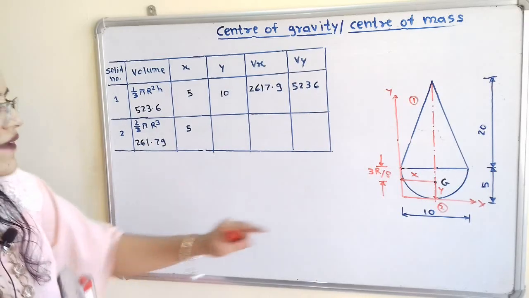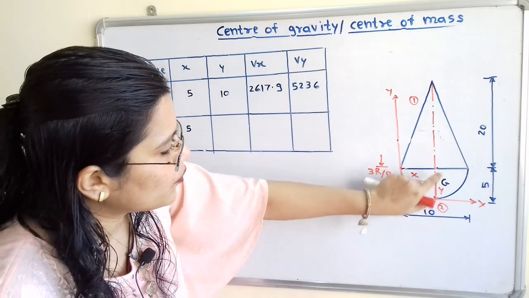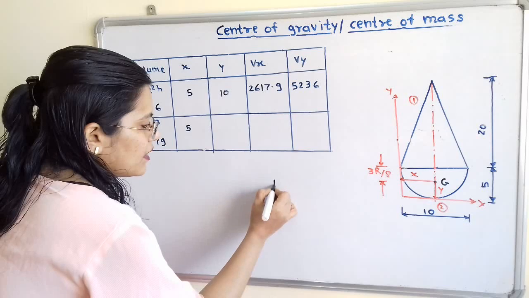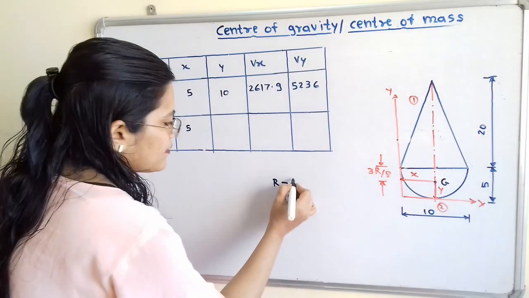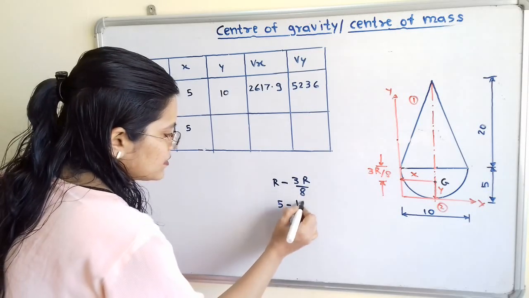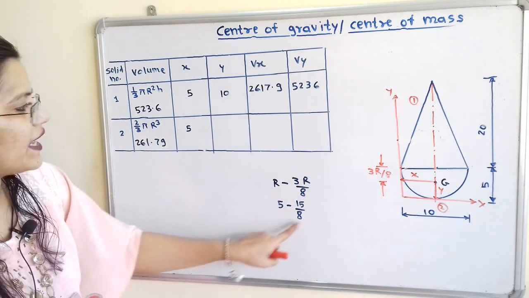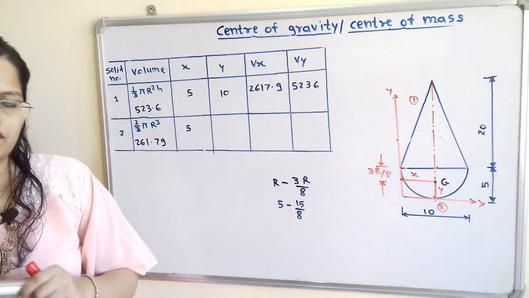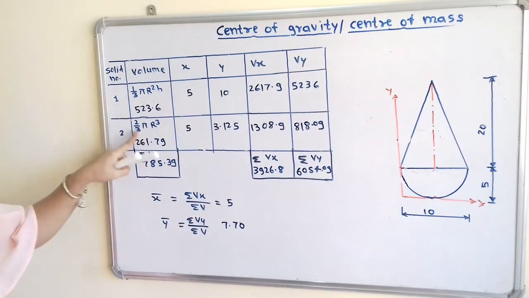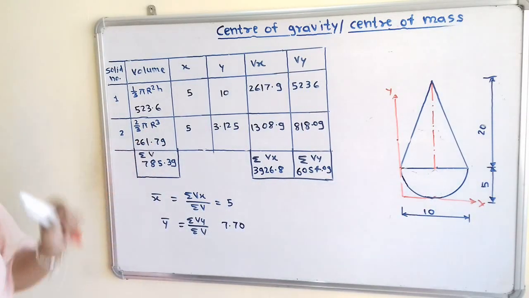Then how to calculate the value of y? The distance from the center of the top circle down to the bottom is equal to the radius, 5. So I will write here r minus 3r by 8. So if I put the value, 5 minus 15 by 8, where R is equal to 5, we calculate and put the value of y. The volume of a hemisphere is equal to 2 by 3 pi R cube, where R is equal to 5 centimeter. So we will calculate this.